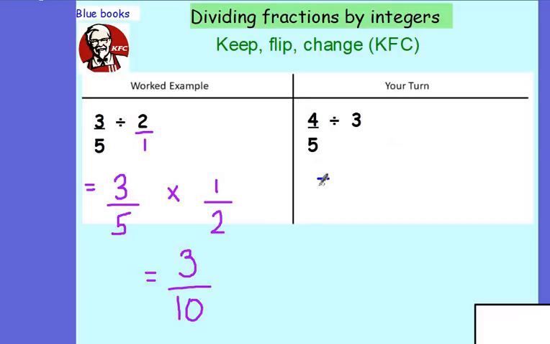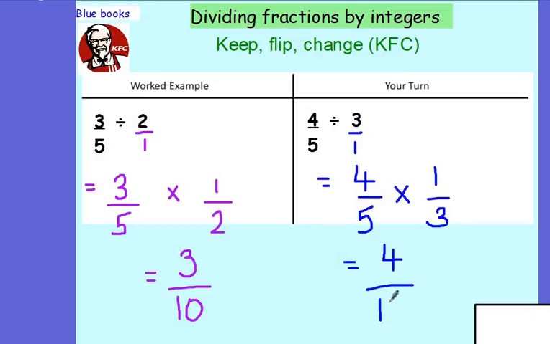Right, let's go through the answer. I keep my first fraction, 4/5. My 3 over 1 becomes 1 over 3. I change my sign to a multiply. I've now got 4 times 1, which gives me 4 on the top, and 5 times 3, which gives me 15 on the bottom. Please make sure you've got this example in your dark blue books for me.